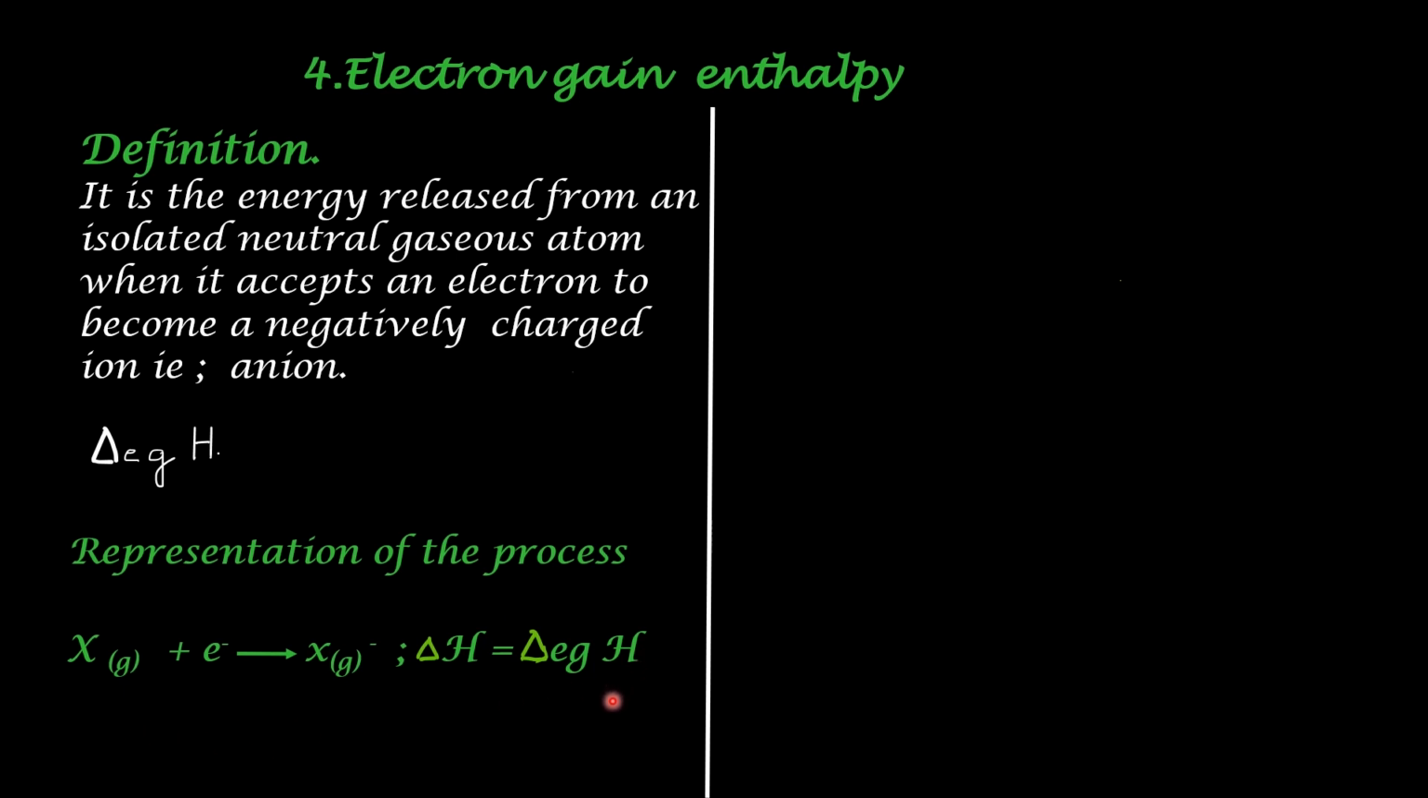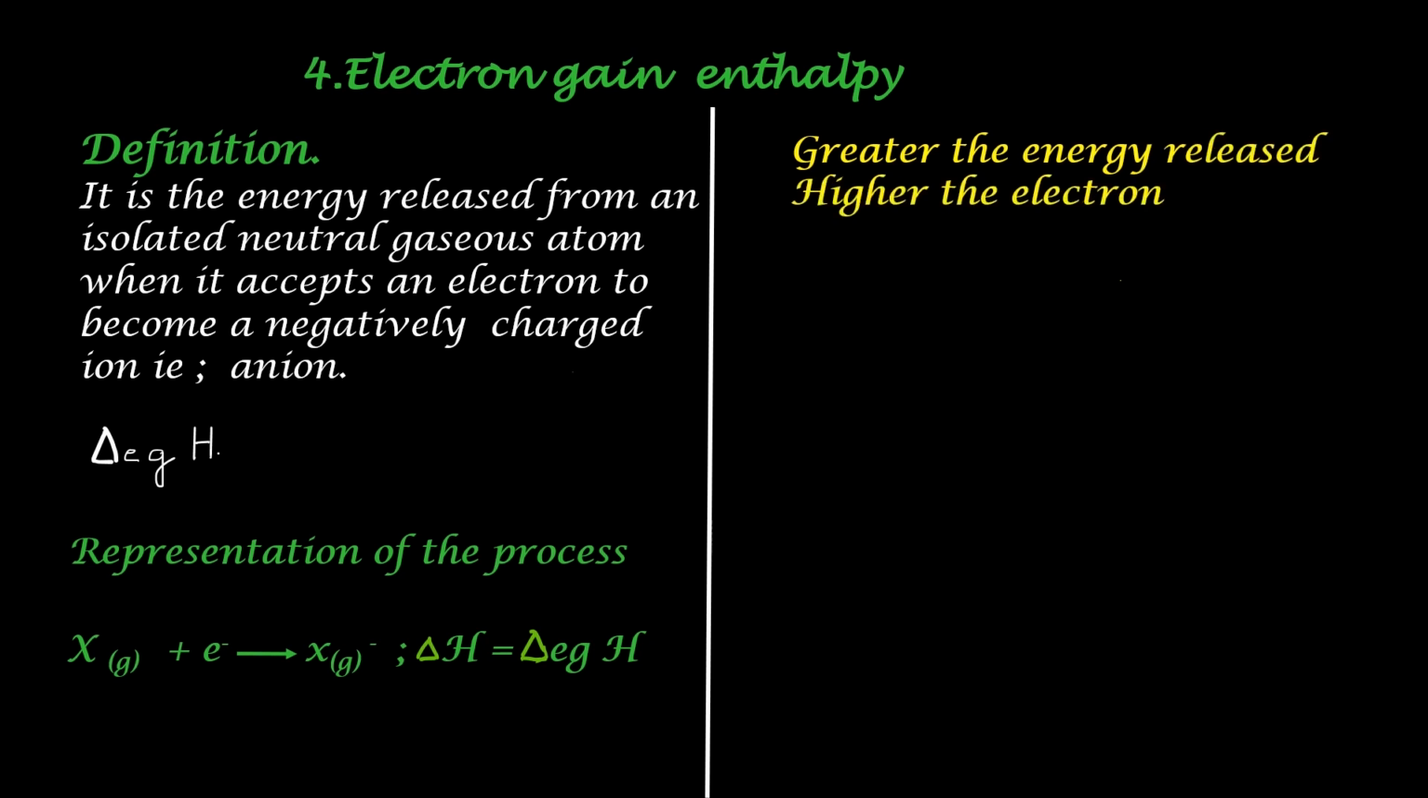X is not the real symbol. Higher the energy released, higher the electron gain enthalpy. Please see the representation of the process. Greater this value, that is delta EGH, greater will be the electron gain enthalpy.